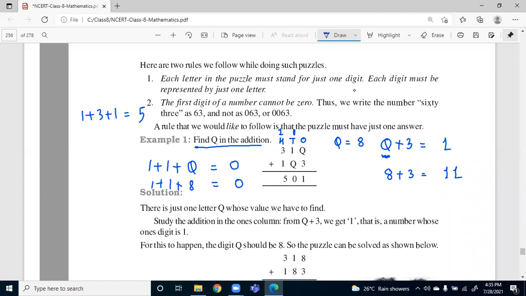Is this question understood? Yes, ma'am.